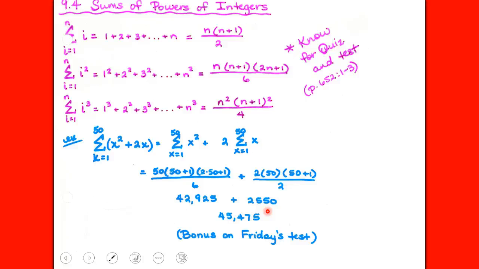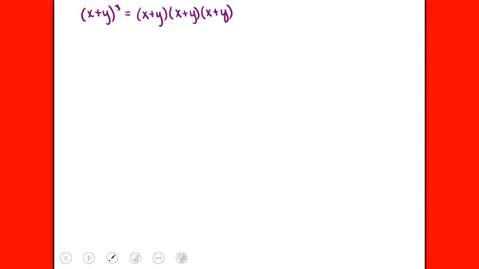All right, so let's look at section 9.5. Section 9.5 is the binomial theorem and Pascal's triangle. All right, a binomial is just something that has 2 terms, like x plus y right here is a binomial. We want to use Pascal's triangle and the binomial theorem to help us do binomial expansion.